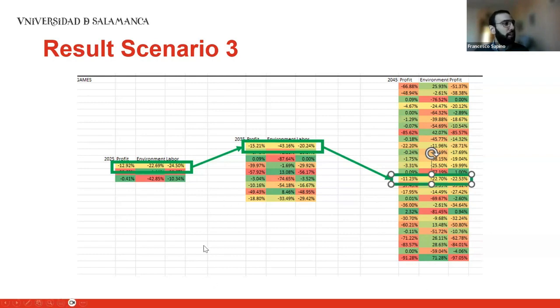Of course, all these results were calculated with the modeling framework that I showed you before. I think we are in time. If you have any question, please let me know. And if not, I think, Diony, we can open the floor to the discussion.